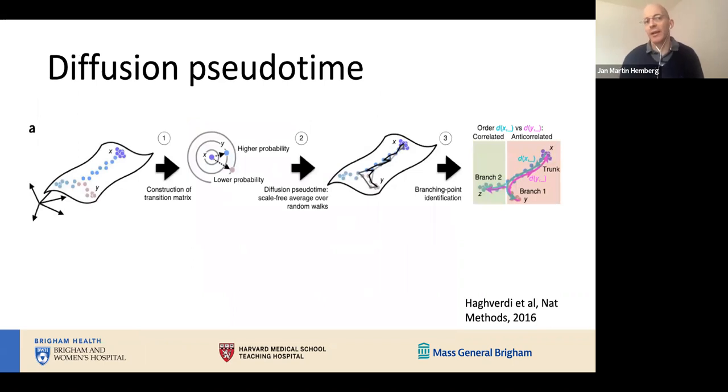So a different method is called diffusion pseudotime. This is based on the idea of diffusion maps, which is basically trying to find a low-dimensional diffusion kernel to fit the data. You can think of it as, based on the ideas of random walks, it tries to find the shortest random walks for connecting these different points. And again, this is a very robust method, which seems to perform very well.